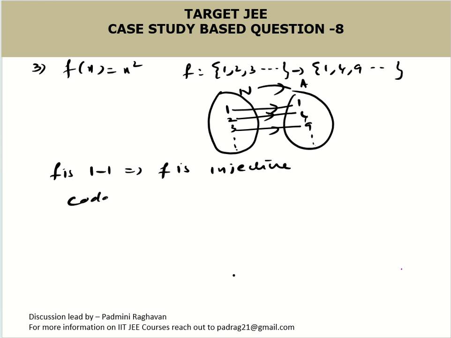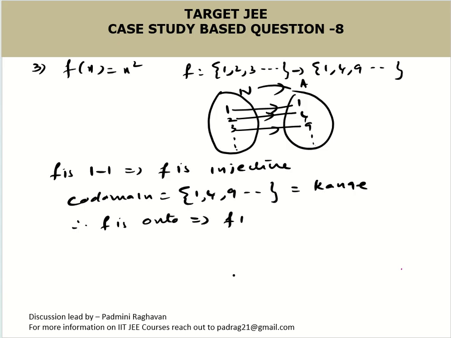What is the codomain? They themselves have given it in such a way that it matches with the range. Codomain is 1, 4, 9, etc., which is also the range. Therefore, f is onto. How do we call an onto function? Onto function is also called a surjective function. F is a surjective function. In this case, what happens? The function is both injective and surjective. Therefore, f is a bijective function.